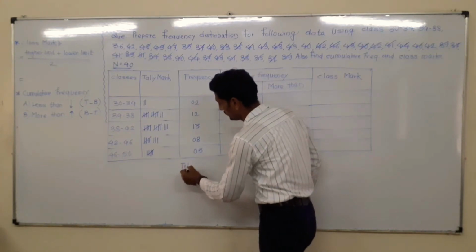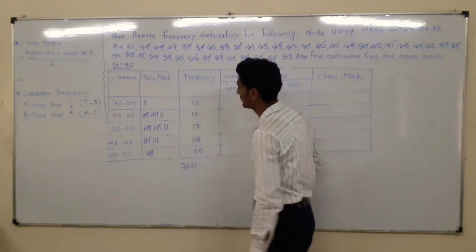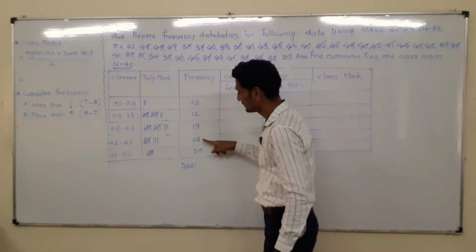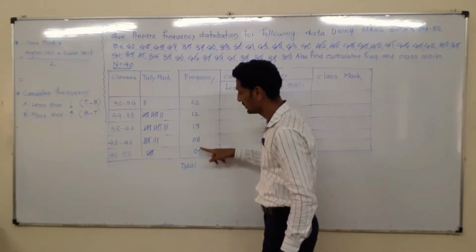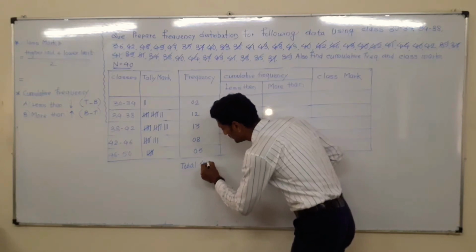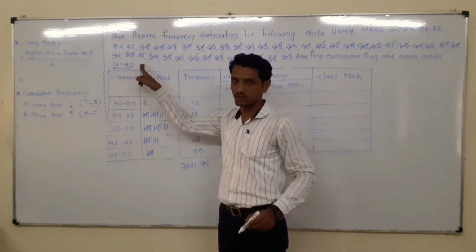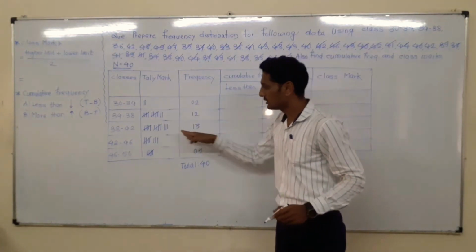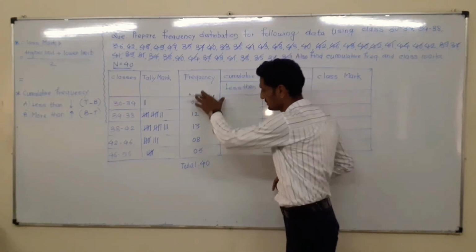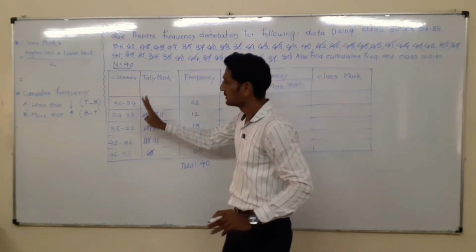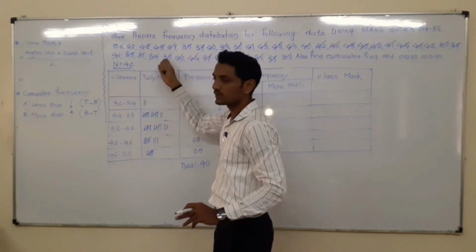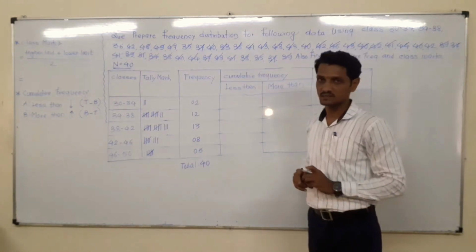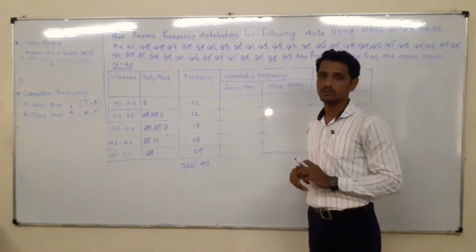Now we have to total it: 12 plus 14 plus 13 is 27, plus 8 is 35, and plus 5 is 40. It means we were given 40 samples and our count is 40, so we are going through the right method. This is the frequency for each class with respect to the simple data, and we have a total of 40. The next task is to find the cumulative frequency.